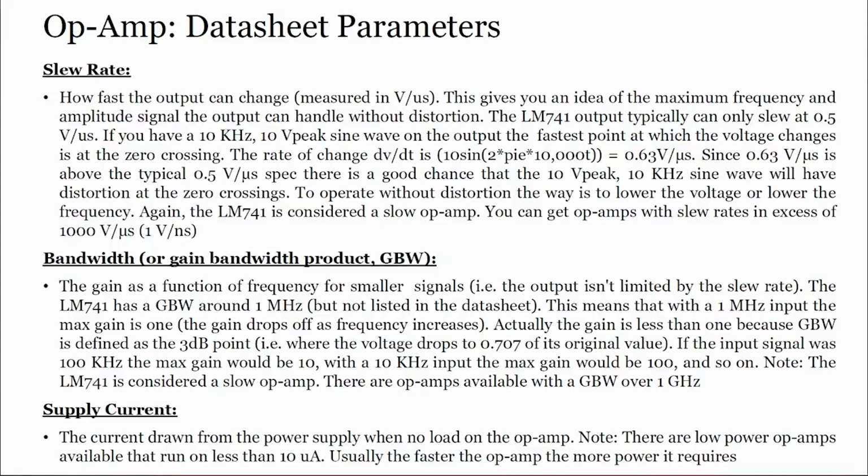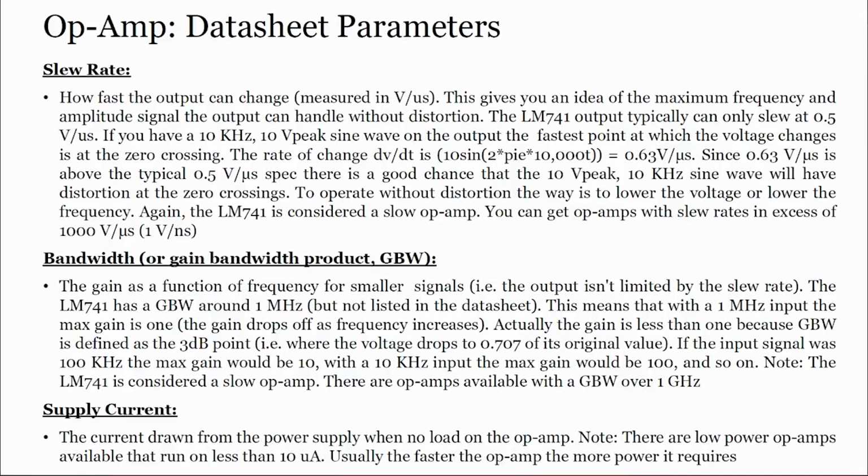What is slew rate? Slew rate is how fast the output can change. When you apply an input signal, how fast the output can change with respect to the input signal. This gives you an idea of the maximum frequency and amplitude of signal that the op amp can handle without any distortion. And then we took an example, and from the example what we found is that to operate without distortion, the way is to lower the voltage or lower the frequency. So, how does that work? Either we can lower the voltage or we can lower the frequency.